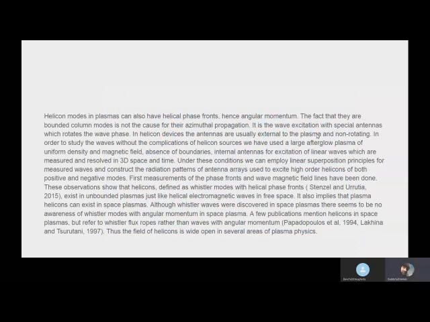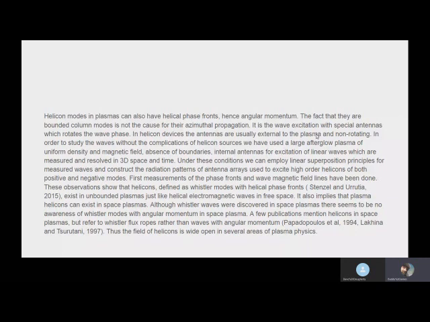Helicon modes in plasmas can also have helical phase fronts, hence angular momentum. The fact that they are bounded column modes is not the cause for their azimuthal propagation. It is the wave excitation with special antennas which rotates the wave phase. Okay, that's what the nodes are, the lobes. In helicon devices, the antennas are usually external to the plasma and non-rotating.